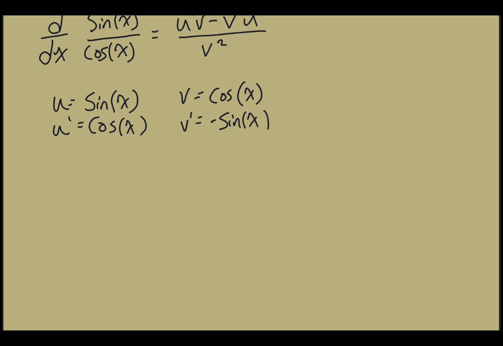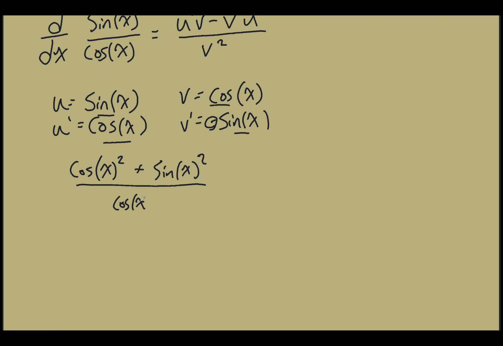So let's just plug it in. U prime v is cosine times cosine, so that's cosine squared, minus v prime u, that's sine and sine, but it's a negative, so it becomes a plus sine of x squared, all divided by v squared. Well, cosine squared plus sine squared is equal to 1.